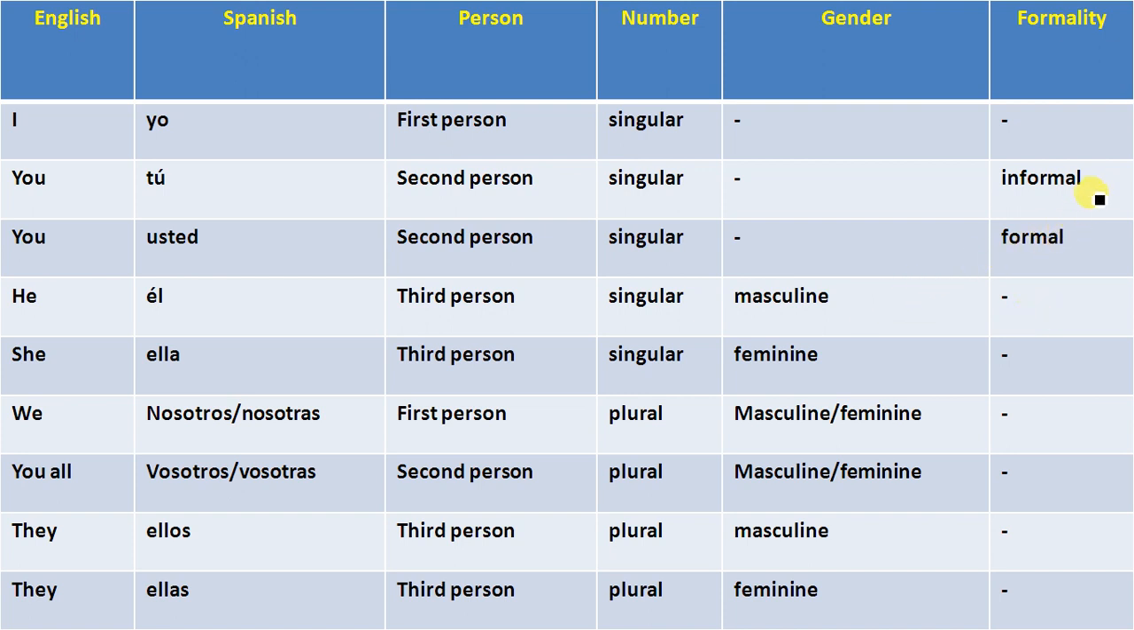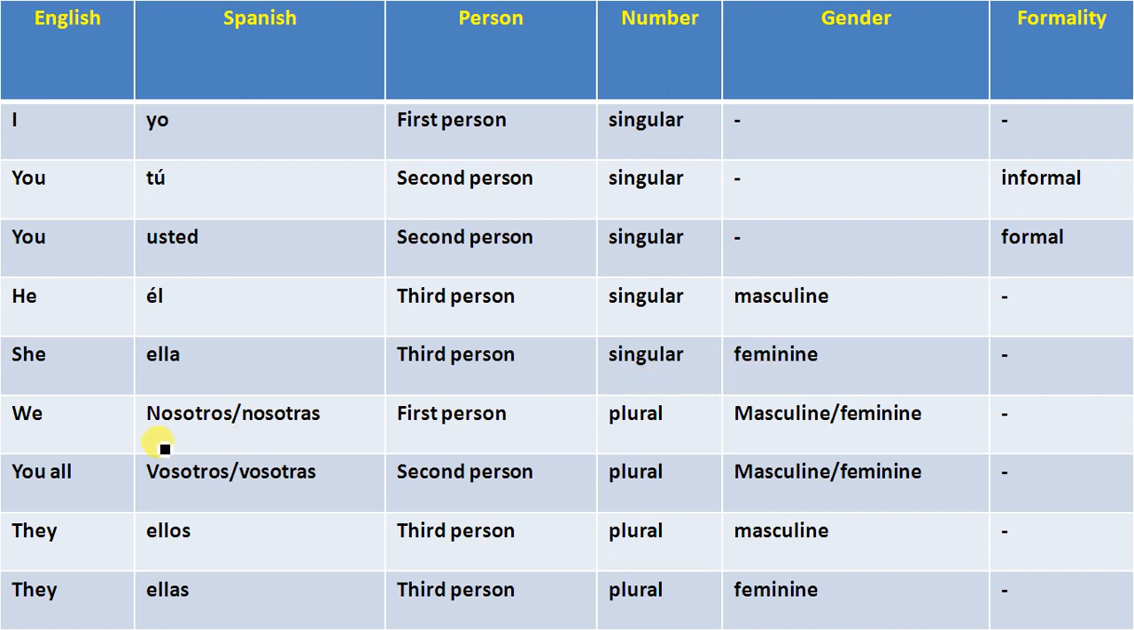So in this chart you can see that informal and formal are only distinguished for you. Tú is the informal and usted is formal. Apart from that, you can use any pronoun in a formal or informal way. So these are called the pronouns. Now ella, she. She is a girl, so for she you will use ella. Ella comes under the third person and it is singular and feminine.